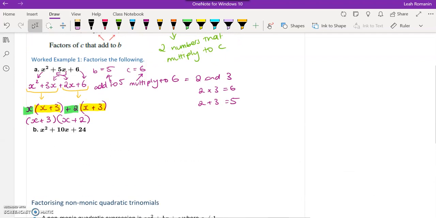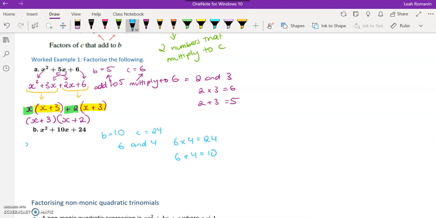So completing a second example, my b term for this equation is 10 and my c term is equal to 24. Now my two terms that multiply to c and add to 10 are going to be 6 and 4. So 6 times 4 is equal to 24, and 6 plus 4 is equal to 10, which means that it works. That's exactly what we want.